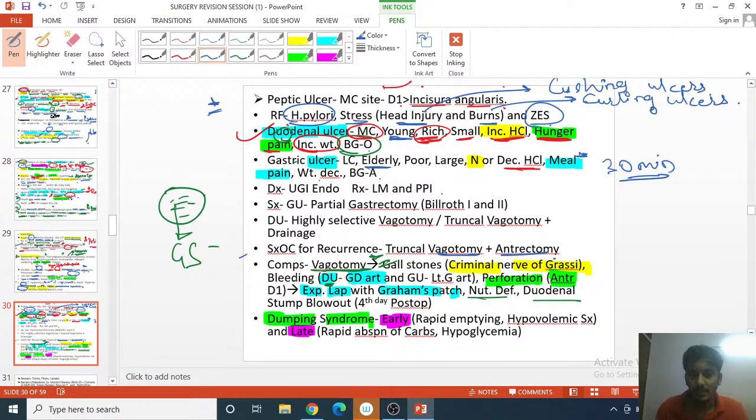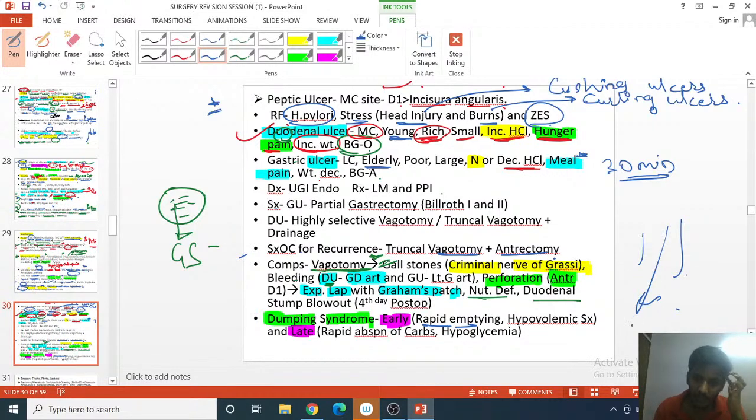अर्ली डंपिंग सिंड्रोम किस वजह से होता है? It is due to rapid emptying. ओके, सो अब जो स्टमक में आ रहा है वो इमीडिएटली कहाँ जा रहा है? इंटेस्टाइन में जा रहा है. ओके, सो रैपिड एम्प्टिंग हो रही है, और रैपिड एम्प्टिंग की वजह से क्या हो रहा है? इंटेस्टाइन पे बहुत सारा एक साथ प्रेशर आ रहा है.